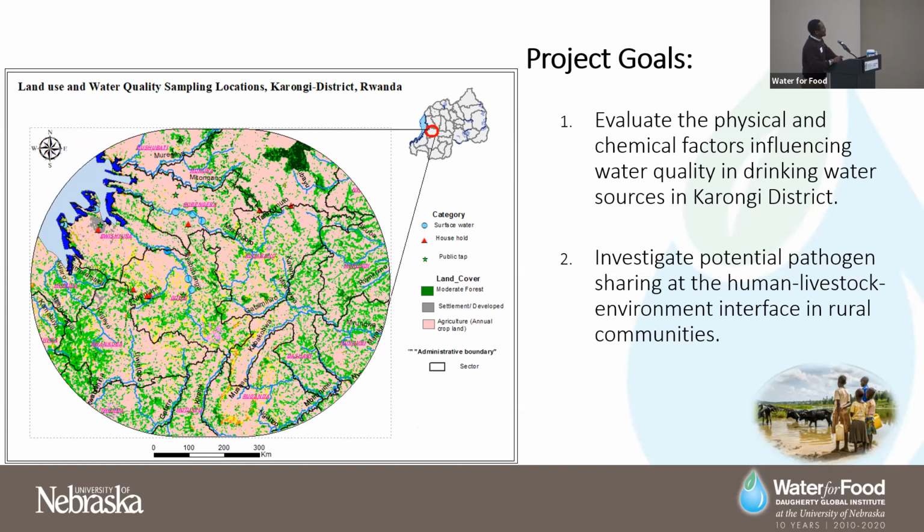There are three main sample sources we are interested in at household level. We're also interested in surface water and public taps. These are the main sources that people in this area use for domestic purposes, including cooking, washing, and drinking.